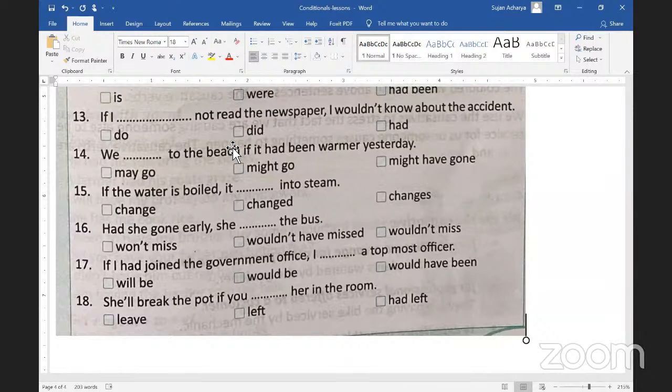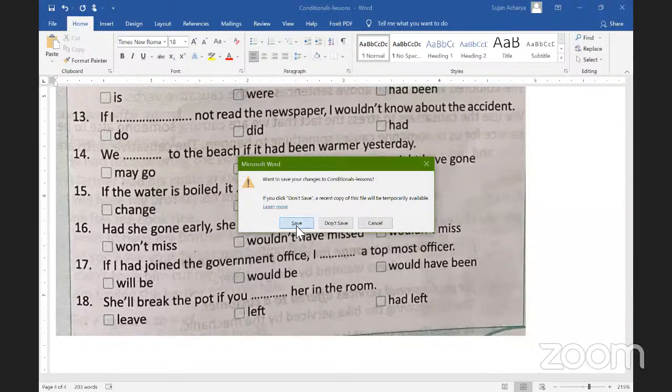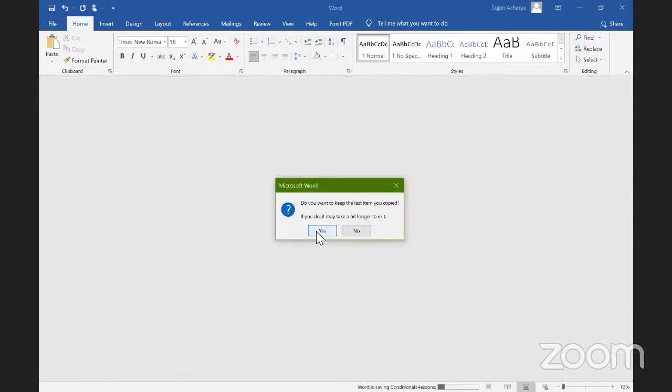Now, I guess questions related to conditional sentences will be easier for you. Today, we conclude conditional sentences and we'll begin another new lesson.